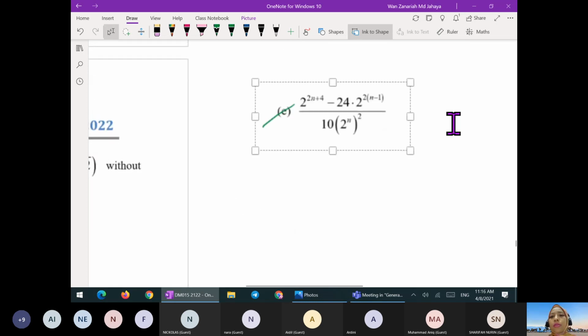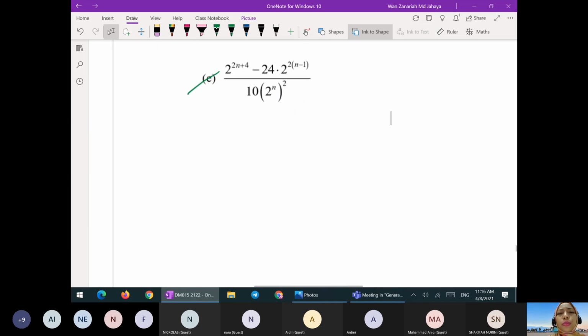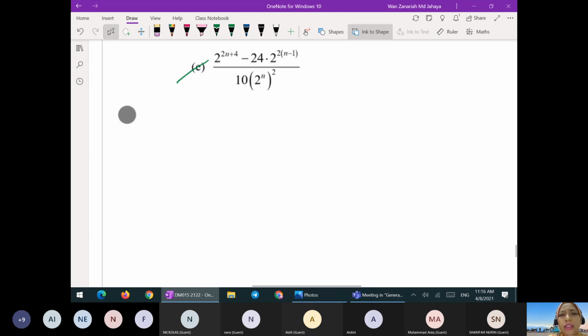Okay, let's look closer at this question. Given to you 2 to the power of 2n plus 4 minus 24, 2 to the power of 2n minus 1. So you can identify here, this is a constant. So constant, no problem.